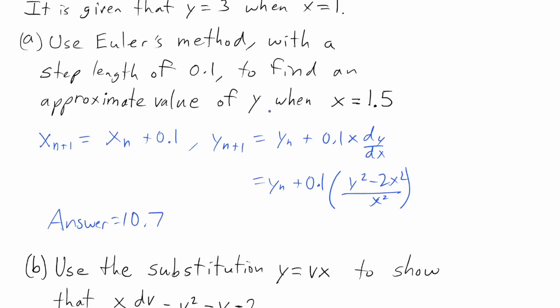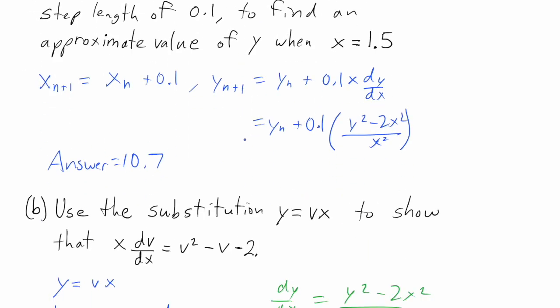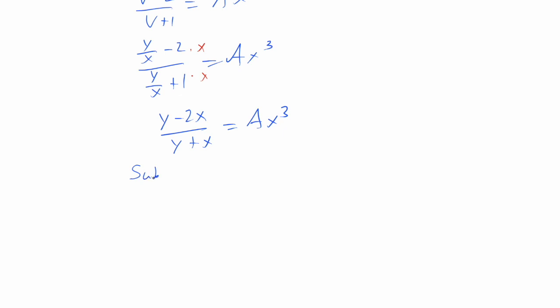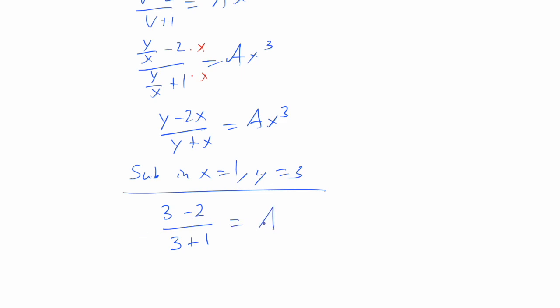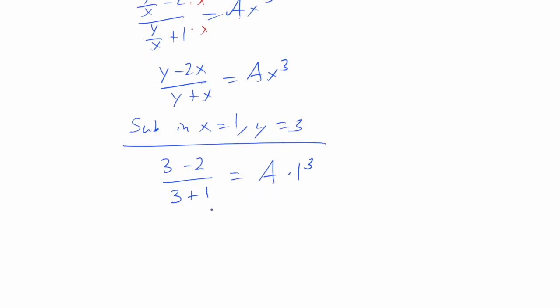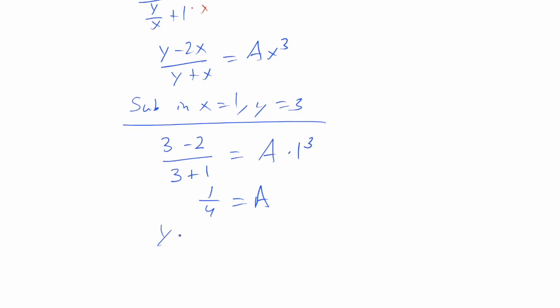Our initial conditions are x equals 1, y equals 3. So let's sub in x equals 1, y equals 3. And we have (3 minus 2) over (3 plus 1) equals a times 1 cubed. So that's 1 over 4, so 1/4 equals a. So our equation now is (y minus 2x) over (y plus x) equals 1/4 x cubed.